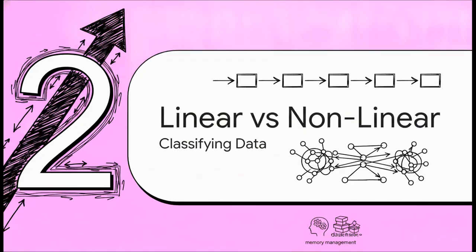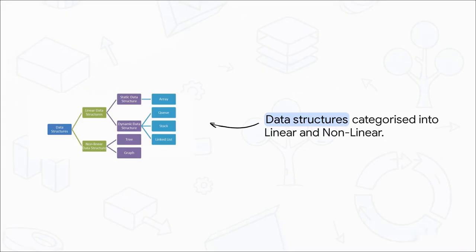Moving on to Section 2, linear versus nonlinear. It's time to classify our data. Now that we've felt the pain of flat lists, we need to map out our solutions. This taxonomy chart is basically your cheat sheet for navigating computer memory. As you can see, data structures split into two main branches, linear and nonlinear. Pretty much every single structure you'll ever use in your entire programming career fits somewhere right on this tree.